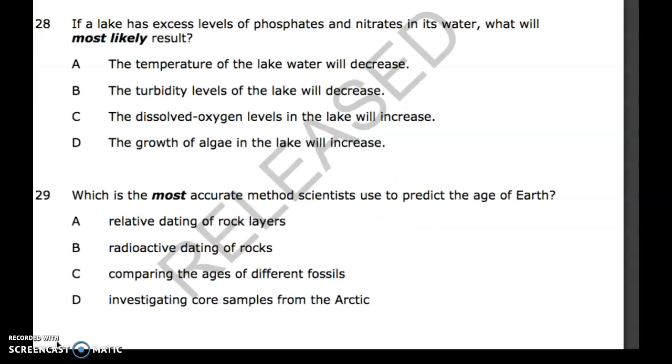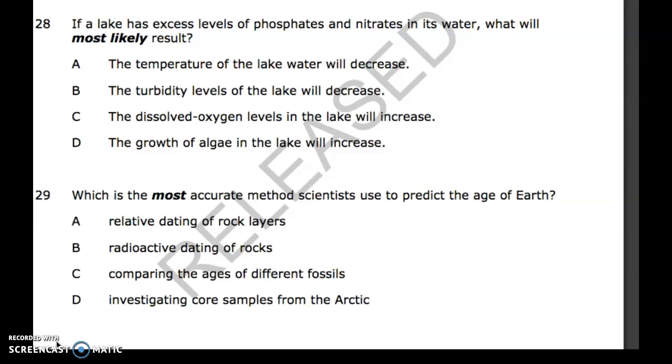28. If a lake has an excess level of phosphates and nitrates in its water, what will most likely result? A, the temperature of the lake will decrease. B, the turbidity levels of the lake will decrease. C, the dissolved oxygen levels in the lake will increase. Or D, the growth of algae in the lake will increase.